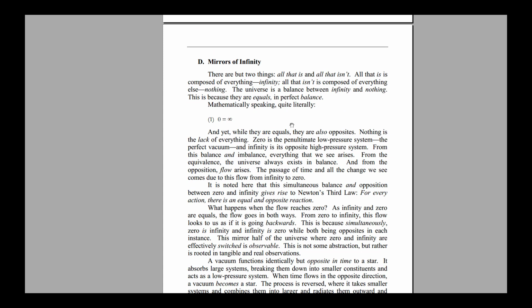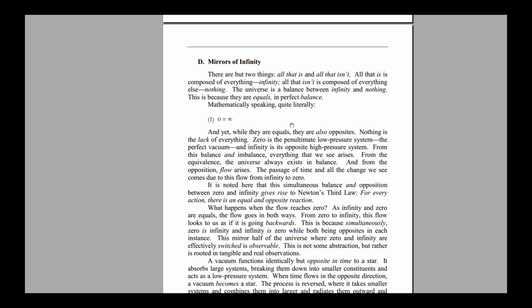Section D, Mirrors of Infinity. There are but two things, all that is and all that isn't. All that is composed of everything, infinity. All that isn't is composed of everything else, nothing. The universe is a balance between infinity and nothing. This is because they are equals, in perfect balance.